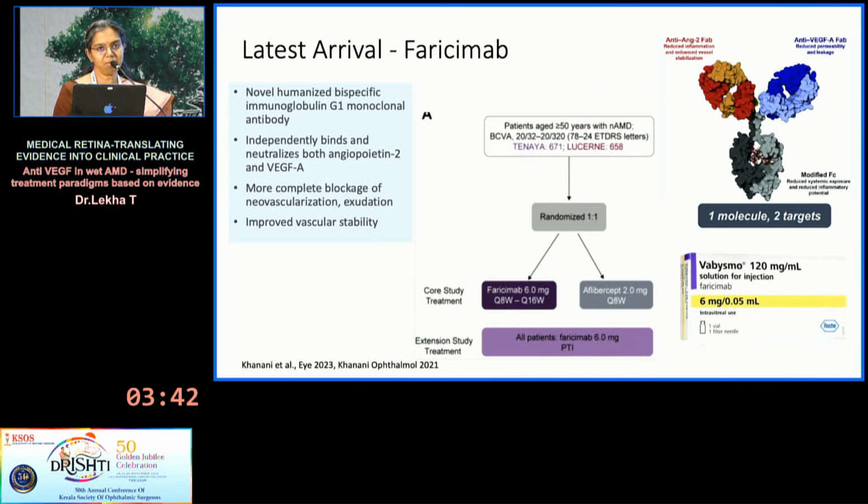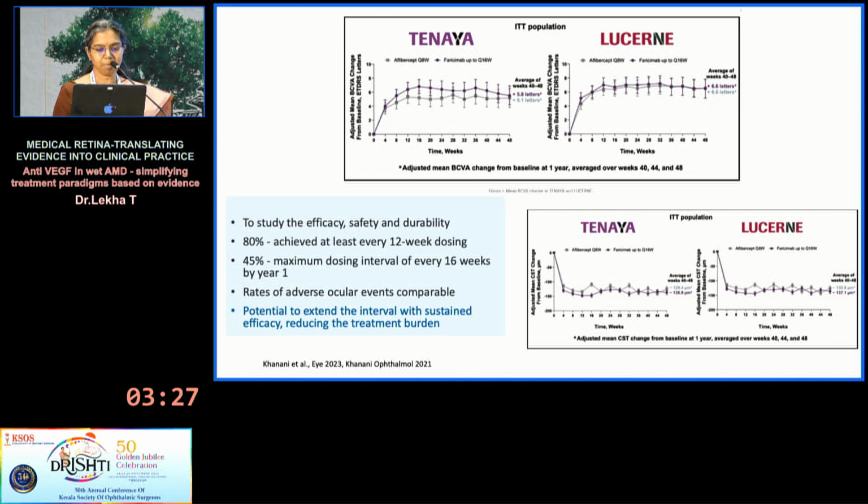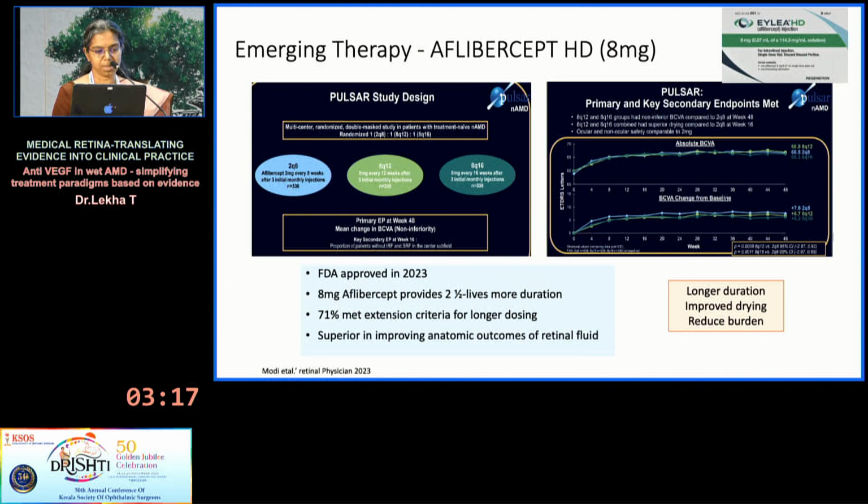And the latest arrival, which is going to hit our market soon, is faricimab, which is a bispecific immunoglobulin monoclonal antibody, effective not only against VEGF but also against angiopoietin 2. So it is supposed to give better vascular stability. This also has been proved in the RCTs named Tenaya and Lucerne, and it is found to have the potential to extend the interval with sustained efficacy. Here the interval has been stretched up to 16 weeks, that is as good as 4 months.